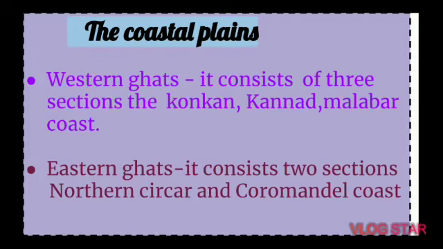Next, coming to the coastal plains. The coastal plains are divided into two parts, the Western Ghats and the Eastern Ghats. The Western coast is subdivided into three: Konkan, Kannada and Malabar coast. Konkan is downwards of Gujarat. Downward of Konkan is Kannada, and near Kerala we can find the Malabar coast. The Eastern coast is constituted of two sections, the northern Sircar and the Coromandel coast. The upward part is northern Sircar and downwards is the Coromandel coast.